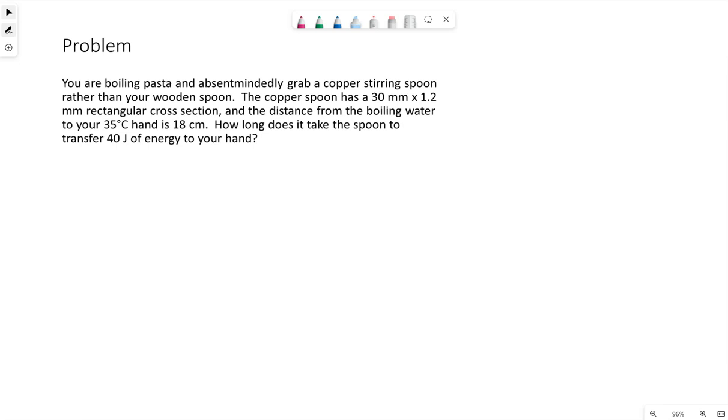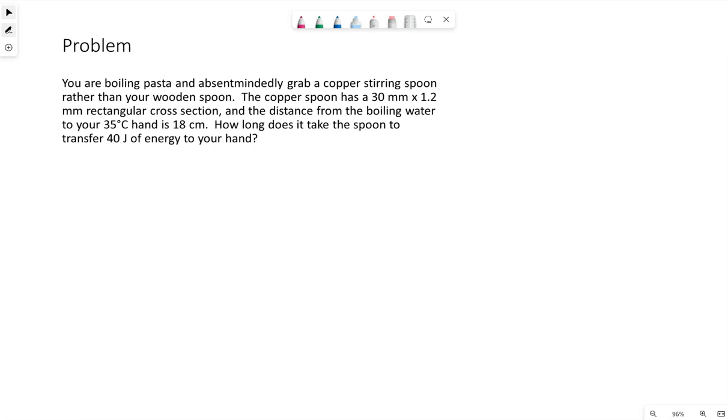Another sample problem. You are boiling pasta and absent-mindedly grab a copper stirring spoon rather than your wooden spoon. The copper spoon has a 30 millimeter by 1.2 millimeter rectangular cross-section, and the distance from the boiling water to your 35 degrees Celsius hand is 18 centimeters. How long does it take the spoon to transfer 40 joules of energy to your hand?